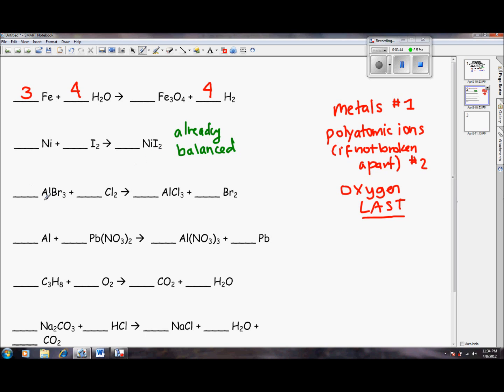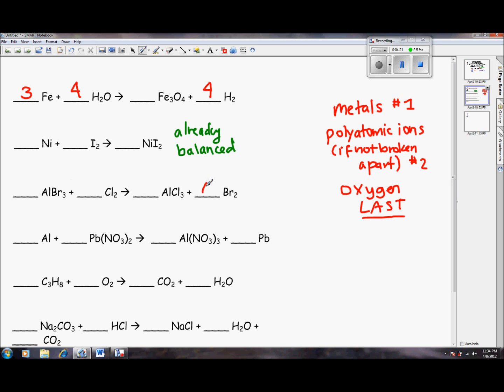Okay, next example. We have aluminum bromide and chlorine making aluminum chloride and bromine. Metals first, Al1, Al1. Br3, Br2. Okay, the rule is that coefficients have to be whole numbers. So what could I multiply 2 by to make it 3? Well, 1.5, but that doesn't really work. So the rule is if you have like 3's and 2's, make them the least common multiple. In this case, this is 6.